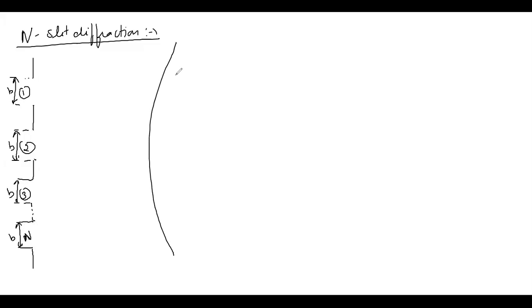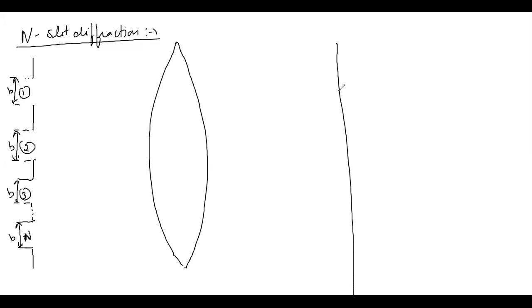You have again a convex lens to focus the light on the screen. And let's say this point P is the point where you are trying to look at the intensity. You want to find out whether at this point P you should be expecting a maxima or a minima.